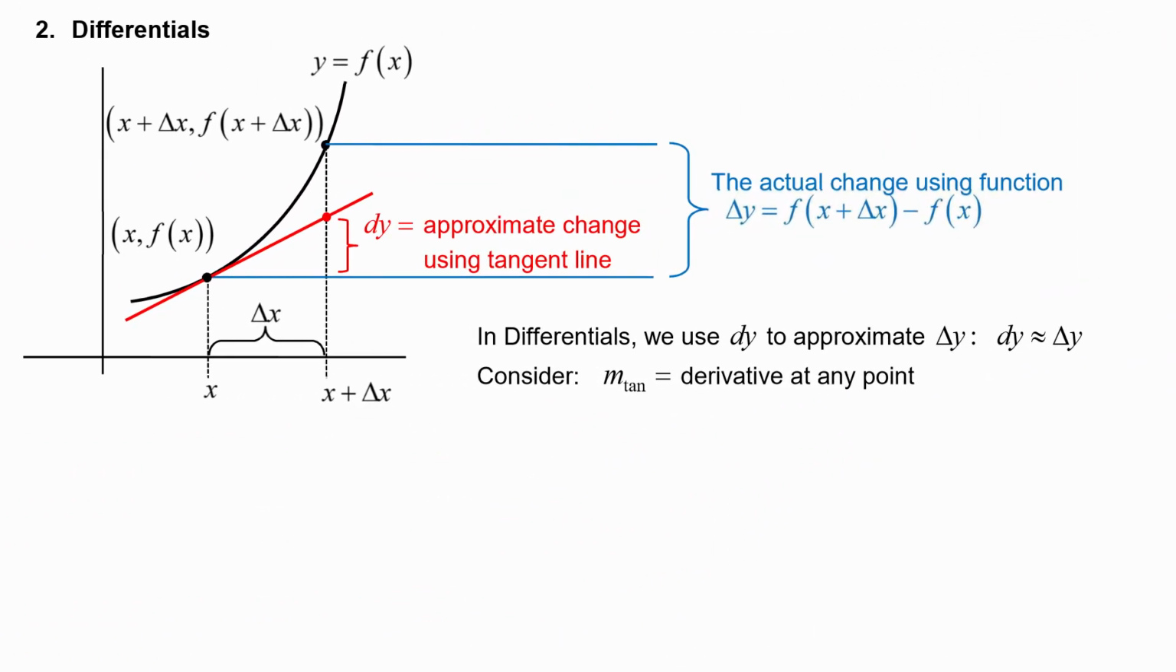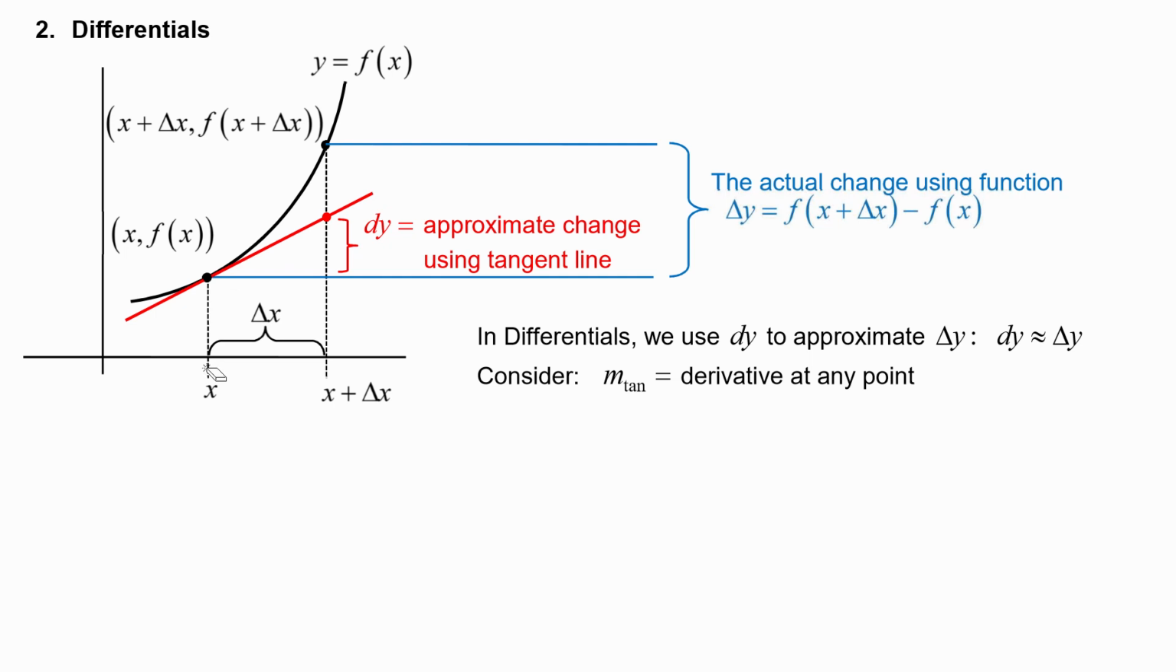Next up is differentials. So consider this diagram here where we have f of x, which is the curve. We are going to pick a point which is x comma f of x. Let's draw the tangent line in there.